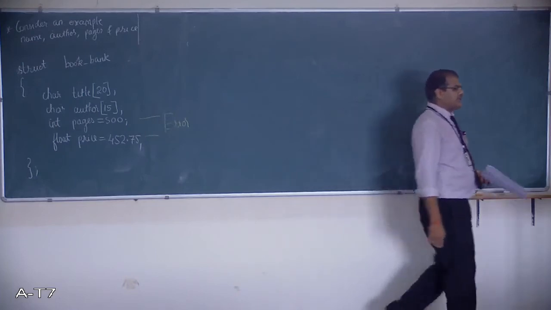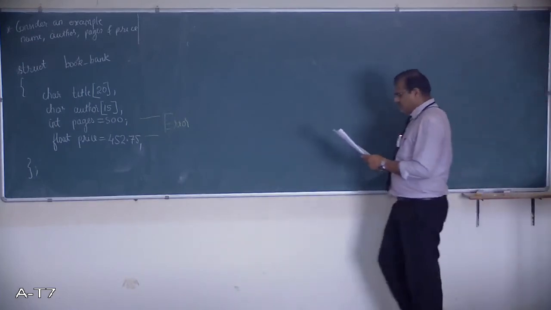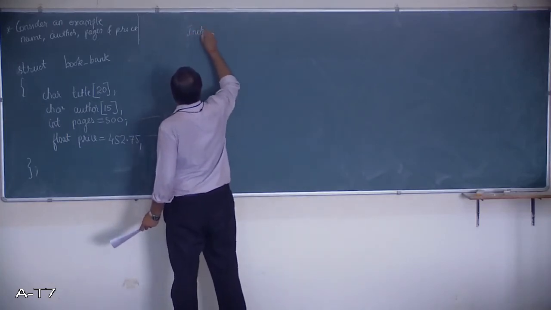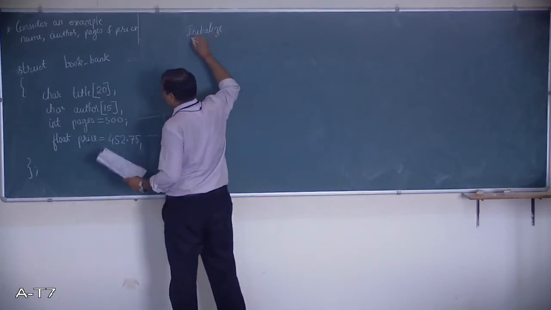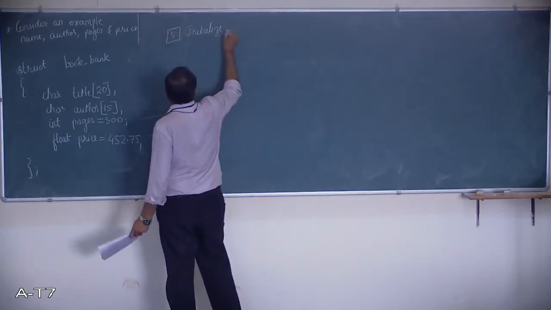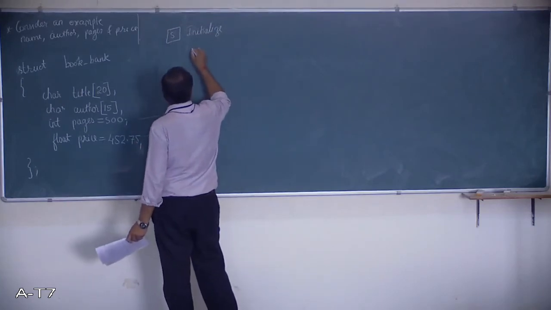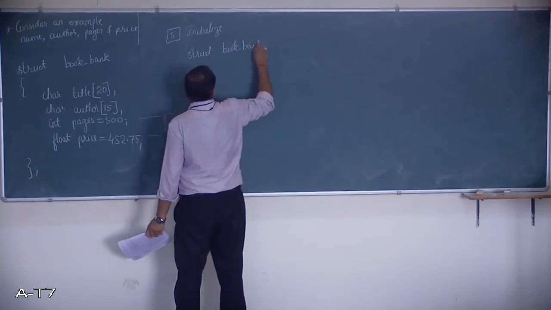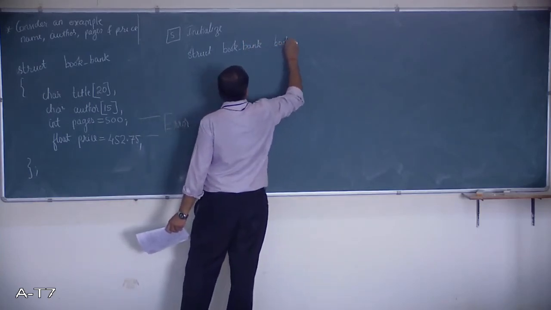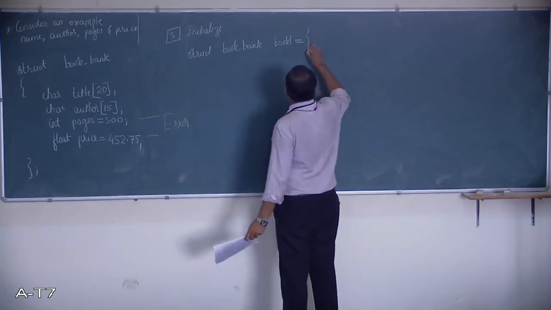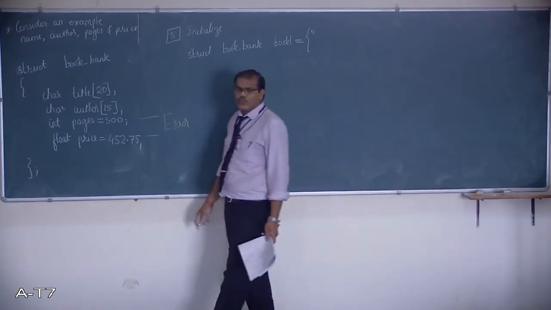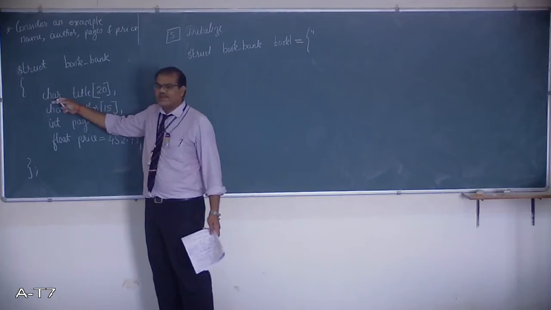Now how do I initialize some value? I can initialize in this method. While initializing, you have to take care that the first member here is of character data type, the second is character.